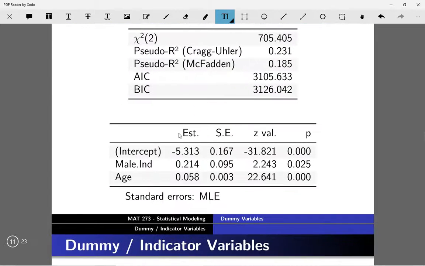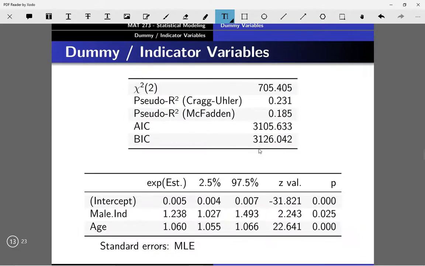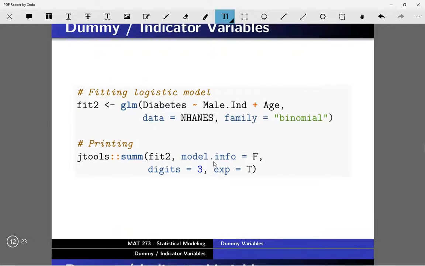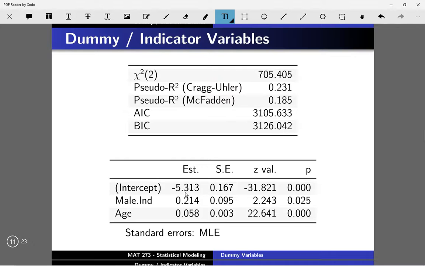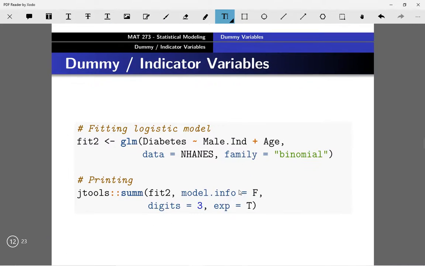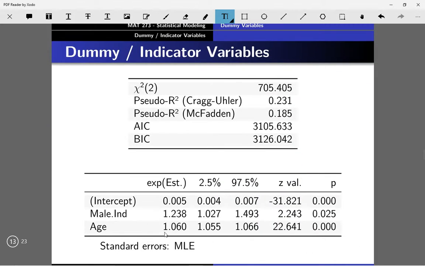So this was the non-exponentiated coefficients. I'm going to go ahead and interpret some of these model coefficient estimates as well, just for practice. Again, we need to exponentiate things prior to interpreting. We can do that ourselves by hand, or I like to use the summary function from the jtools package, because it has this nice exp=TRUE option that automatically exponentiates all the coefficient estimates for us.